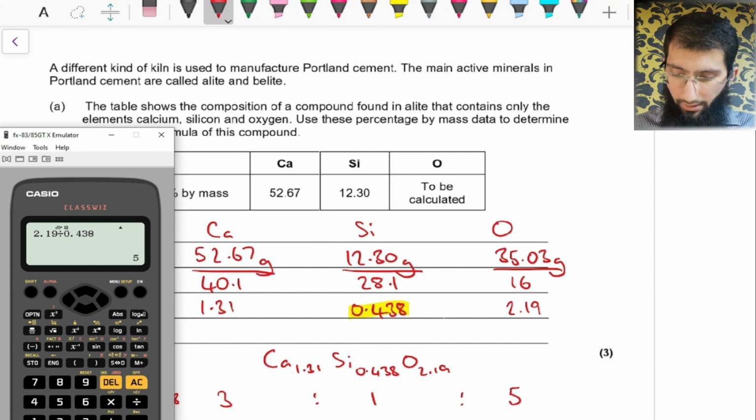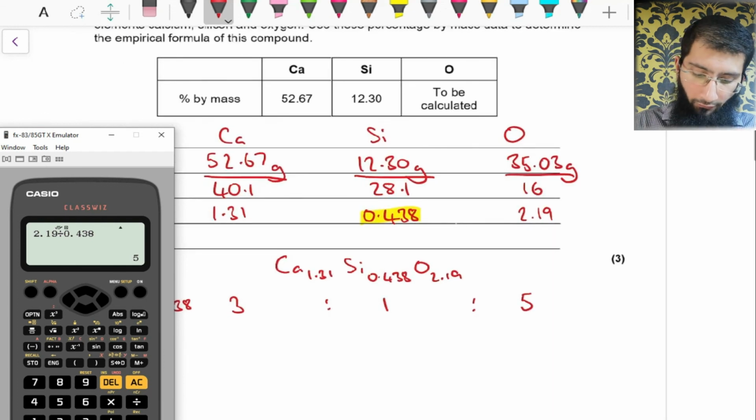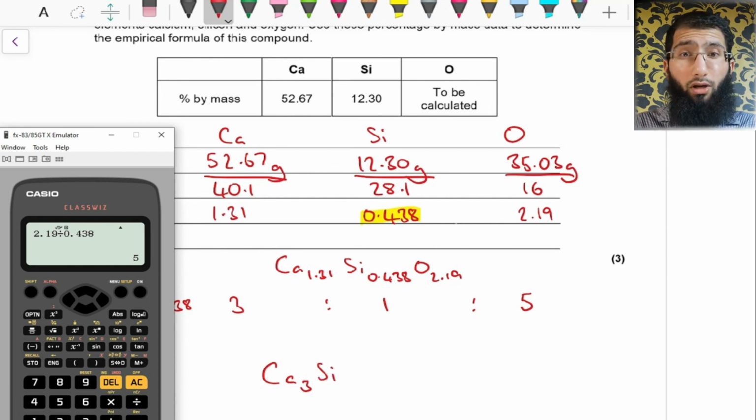So there we go. Our empirical formulae is going to be calculated as Ca3Si1. I'm not going to show the 1. You don't need to show it. And it's O5. That's all there is to it.